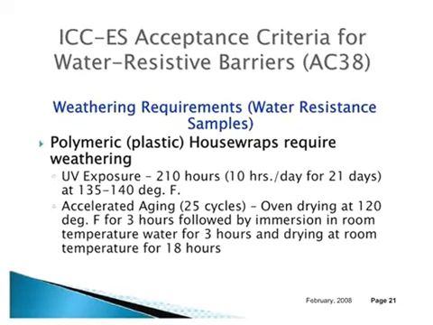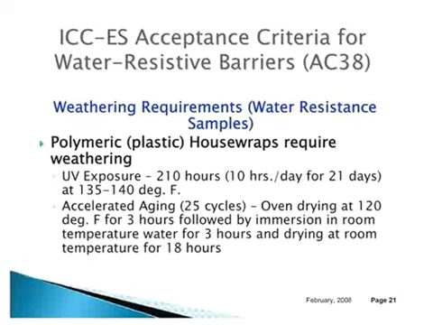Now, house wraps will be exposed at least during the construction period, so there's a need for them to resist weathering. The weathering is provided by two things: UV exposure and accelerated aging. In the UV exposure, they expose it for 210 hours, which is 10 hours a day for 21 days.